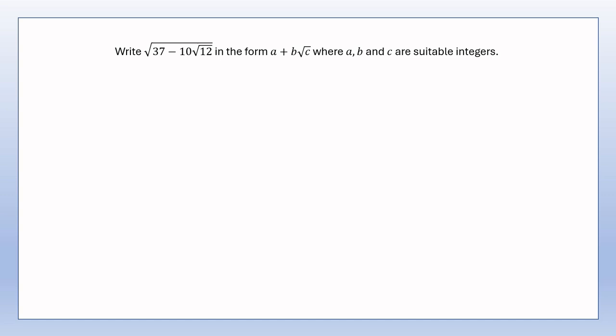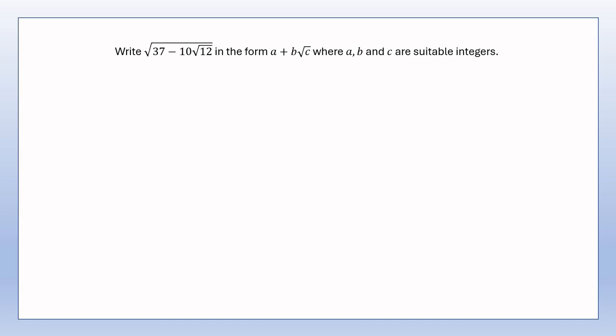So here we go. Write the square root of 37 minus 10 root 12 in the form a plus b root 3, where a and b are suitable integers. So clearly, we have a square root under a square root, so we're going to have to be a bit more careful about how we go about this. I want to isolate the expression underneath the main square root symbol, in other words, the expression 37 minus 10 root 12.